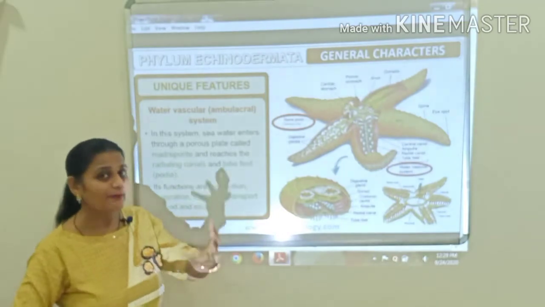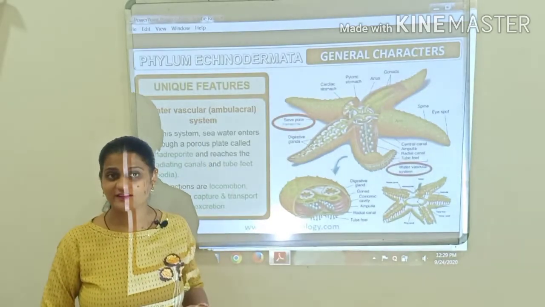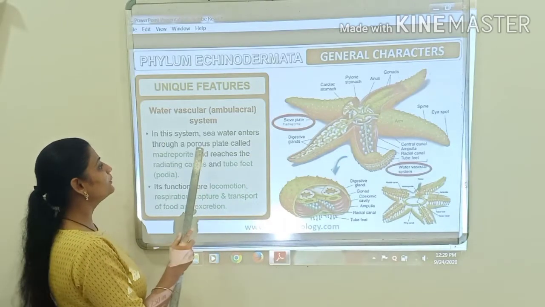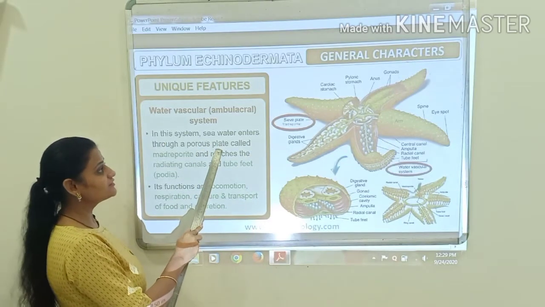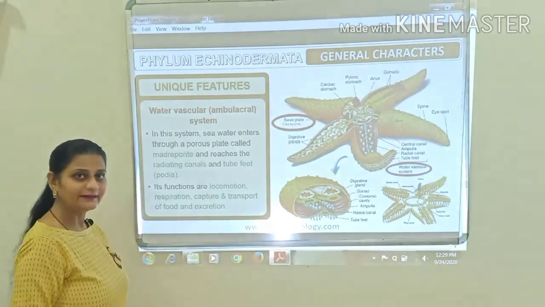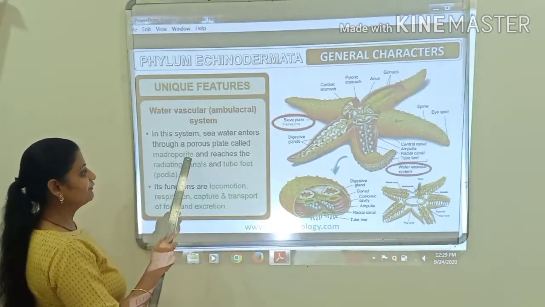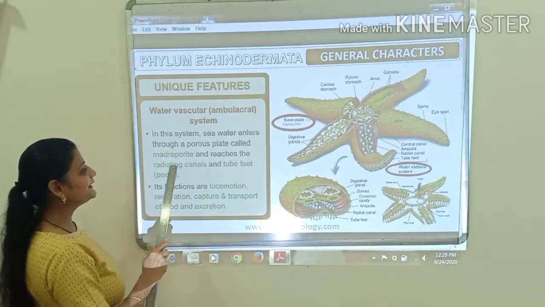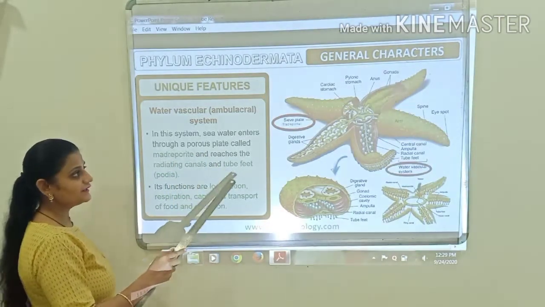How will the sea water enter the body? It will enter through the porous plate which is called the madreporite, or the sieve plate. And from the madreporite, the water reaches the radiating canals.